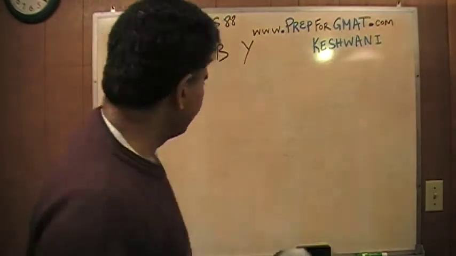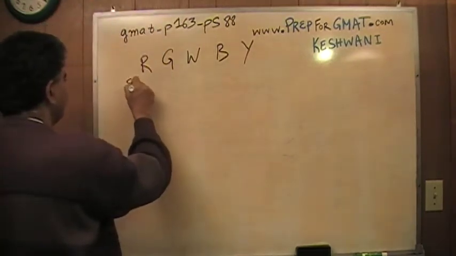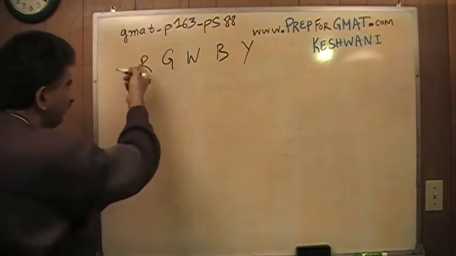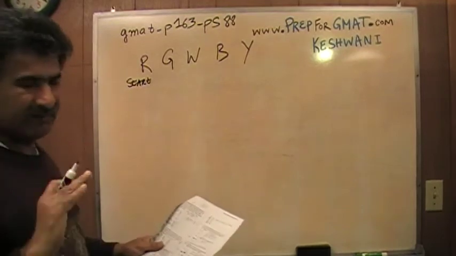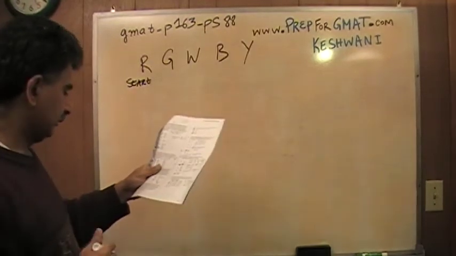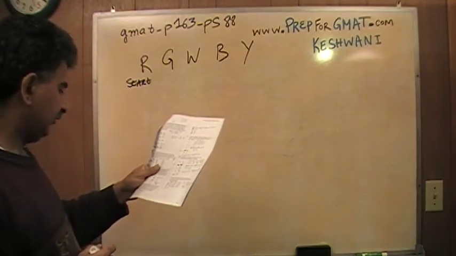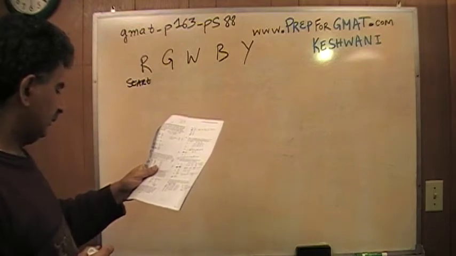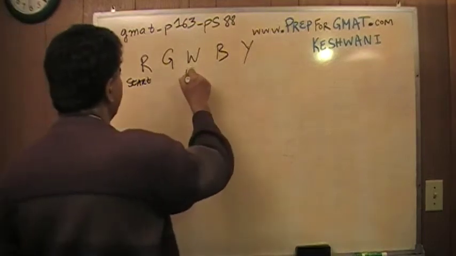I'm told that the necklace has to begin with red. So we have to start here. That makes it easy because that's the first one anyway. Not that it makes any difference, because it could start anywhere actually. And we are told that it has to end with a white bead. It has to end here.